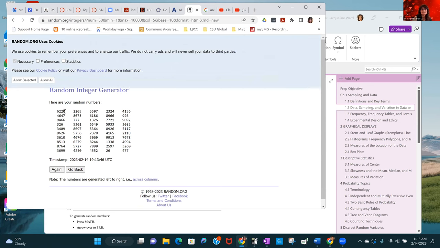There you go. Got 5 columns, and these are just randomly generated numbers between 1 and 10,000. So very simple. Do it again and get a whole different group of numbers. And I remember when I first started learning some of this, I thought I could just randomly make up numbers, but we really can't. We need a different way to truly randomly generate these things.